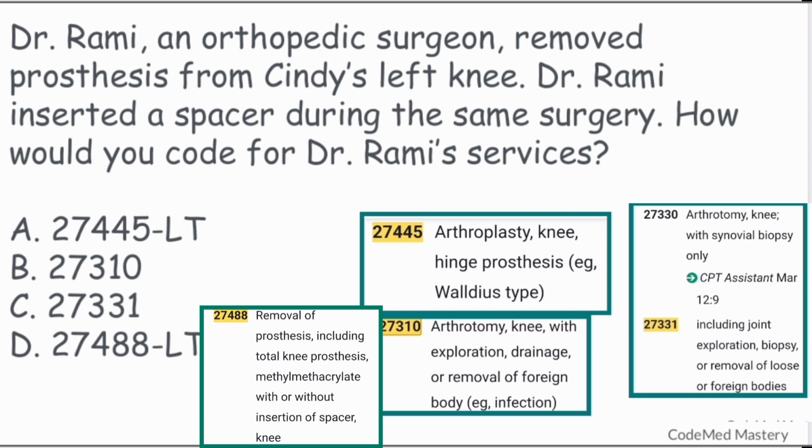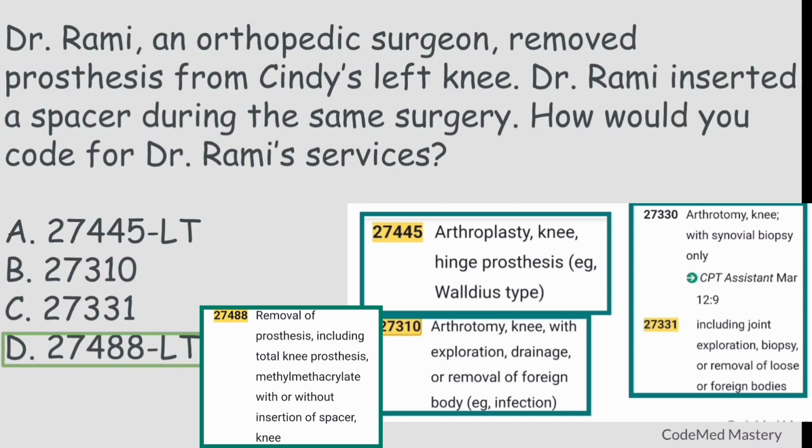The right answer is option D, 27488, because that is for removal of prosthesis. In the scenario also there is removal of prosthesis and there is insertion of spacer during the same surgery, and the code 27488 is for removal of prosthesis including total knee prosthesis with or without insertion of spacer knee. So in the scenario there is insertion of a spacer, so it is matching with the code 27488.